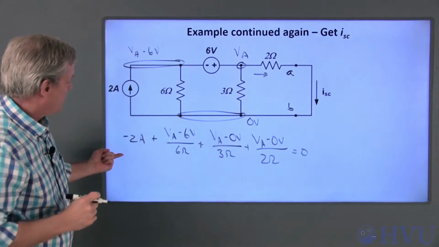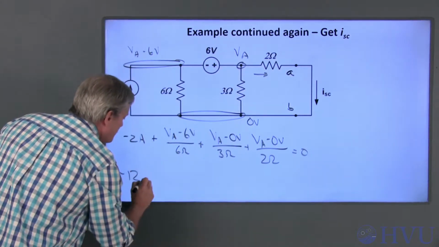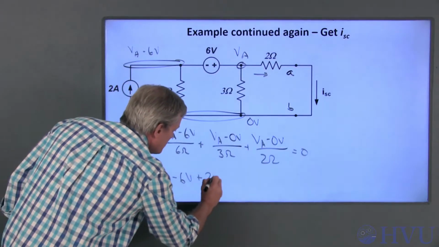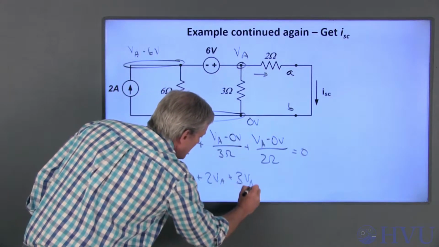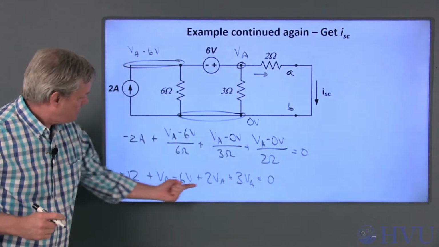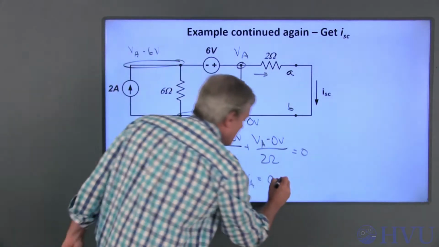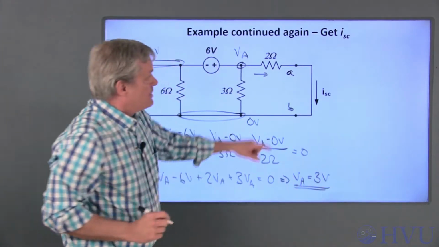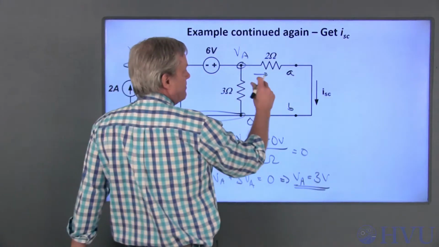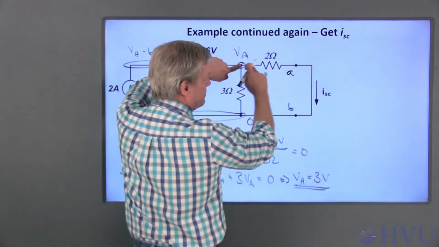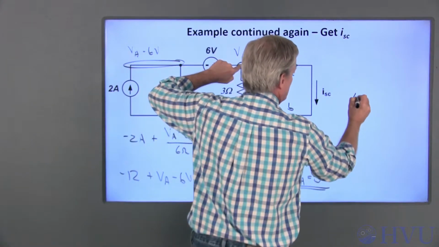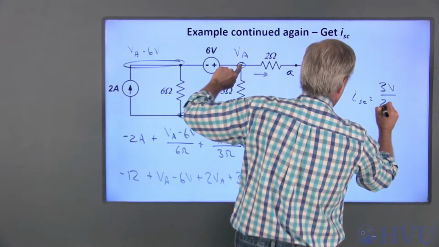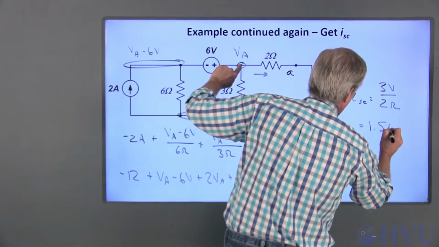If I multiply this through by 6, I get negative 12 plus VA minus 6 volts plus 2 VA plus 3 VA is equal to 0. So 6 VA is equal to 18, or VA is equal to 3 volts. To find the short circuit current, this is now VA, which is 3 volts minus 0 over 2 ohms. So ISC is equal to 3 volts over 2 ohms, which is 1.5 amps.